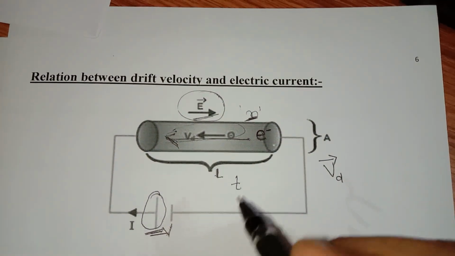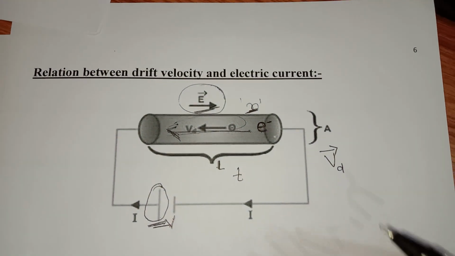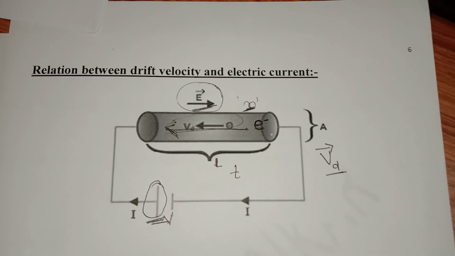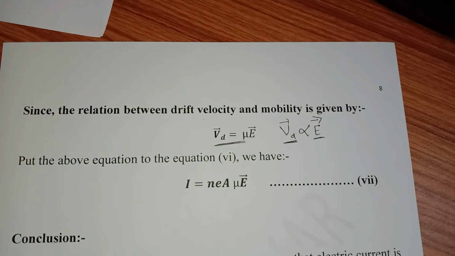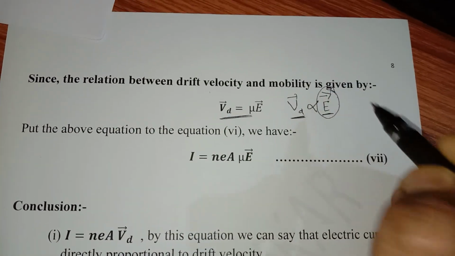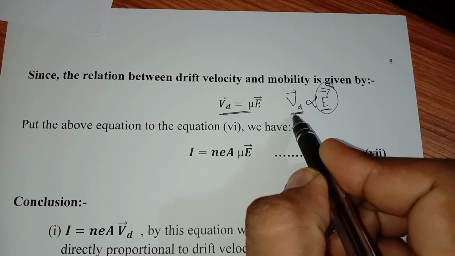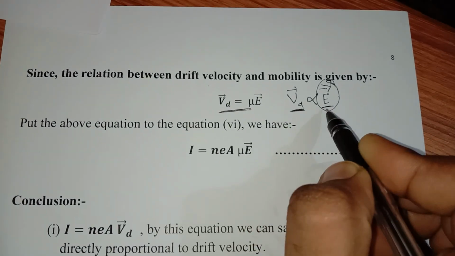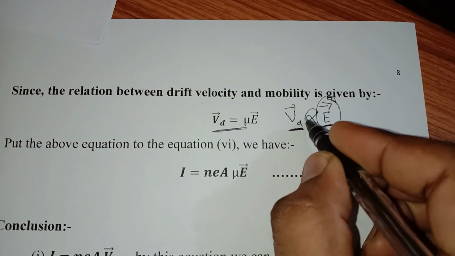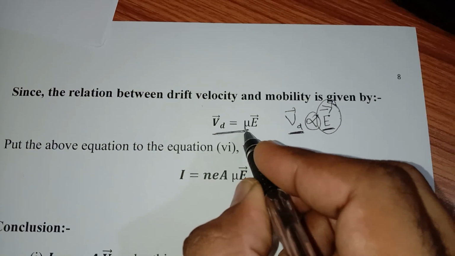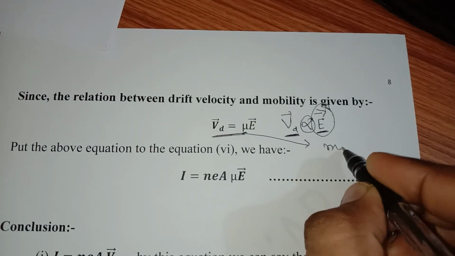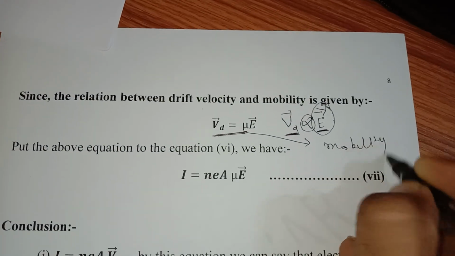If the strength of the electric field is greater, the drifting of the electrons towards the positive potential is also greater. So the drift velocity of the electron is directly proportional to the strength of the electric field. If we remove this proportionality sign, a mu term originates, and here mu is the mobility of the electron.